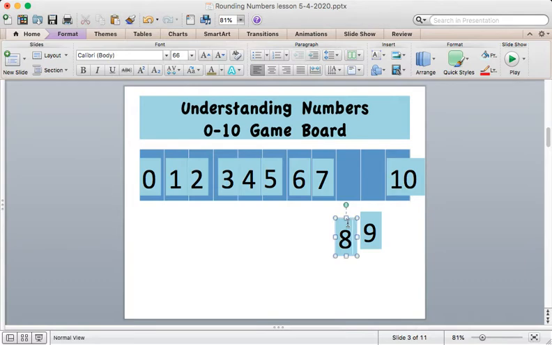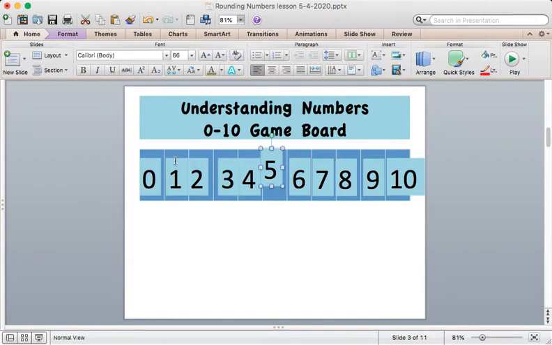It didn't drag. Sometimes it doesn't listen. Let's read again to drag. 8 and 9. Understanding of what's the middle number, which is our 5, is very important. This is the middle number, and our anchor numbers are 0 and 10. For rounding, they're the very important spots that are on our number chart.